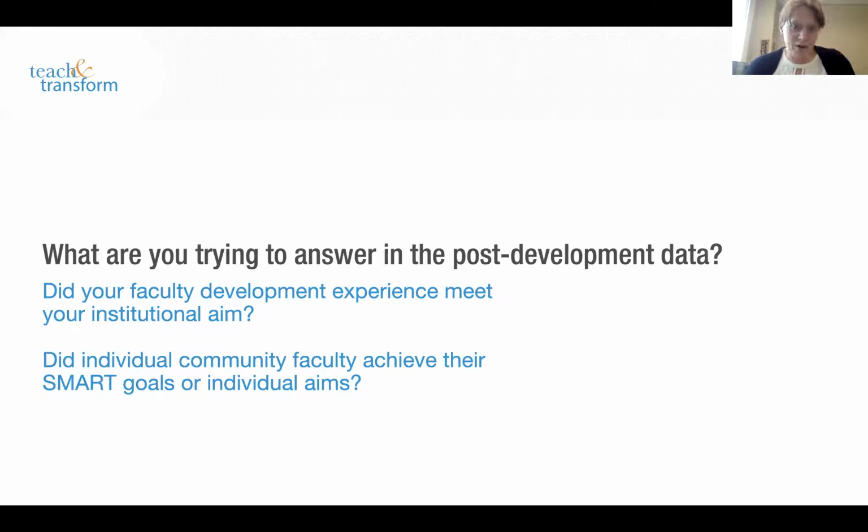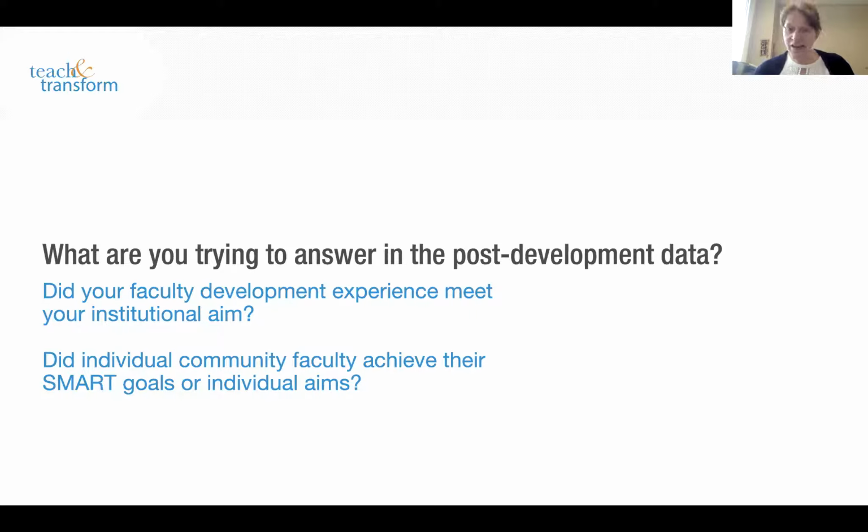And if you did not, are there other things that you need to do? The ABFM doesn't say you have to achieve your aim. They just say that you need to try. So the data that you collect should be able to answer that question: did you achieve your institutional aim?